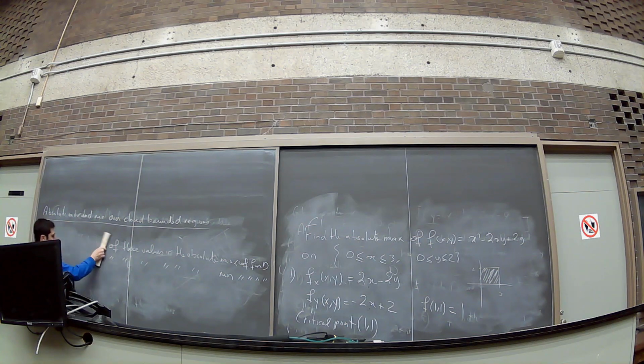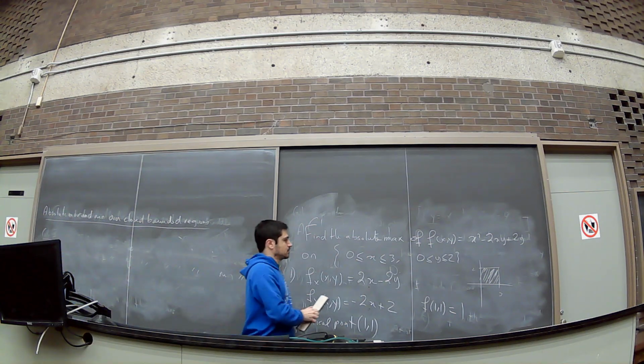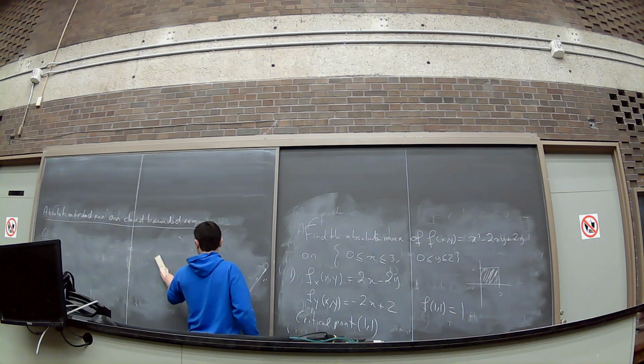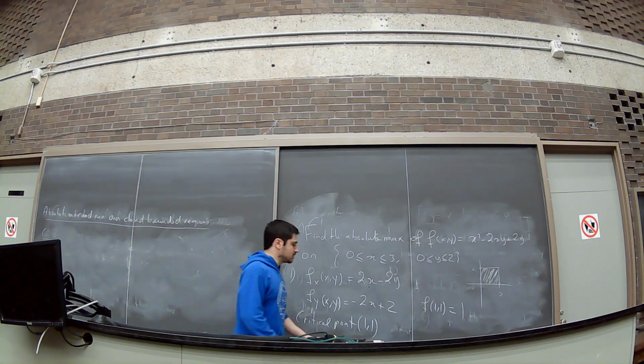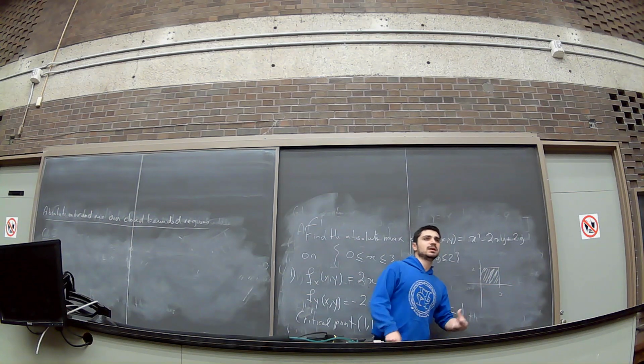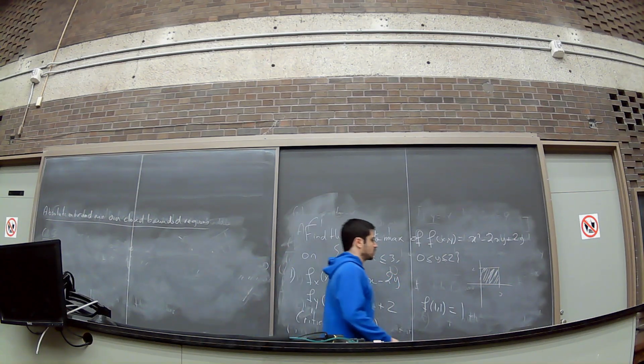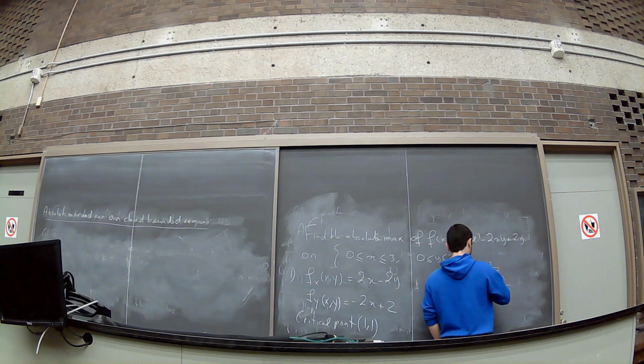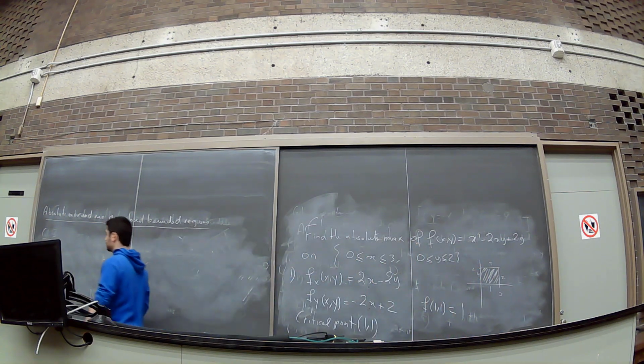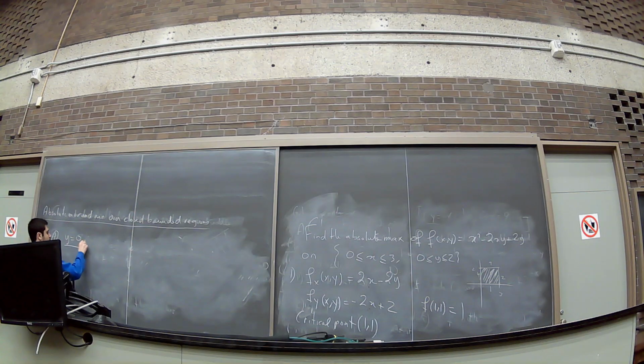And now I have to look at the boundary of D, of this region. How many parts does it have? 4 parts. So let's call them 1, 2, 3, 4. And let's look at the first part. What is the value of y on the first part? 0. So y is equal to 0. And x varies between 0 and 3, right?